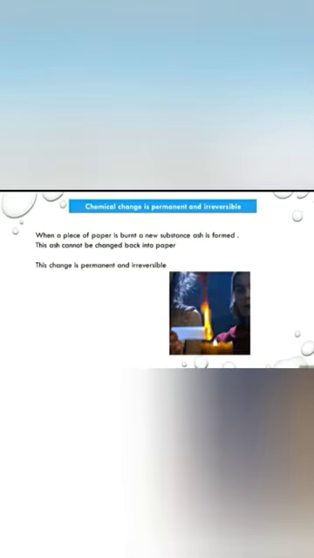Chemical change is permanent and irreversible. When a piece of paper is burned, a new substance is formed, that is ash. Can ash change back into paper? No. Ash cannot be changed back into paper. So this change is permanent and irreversible.